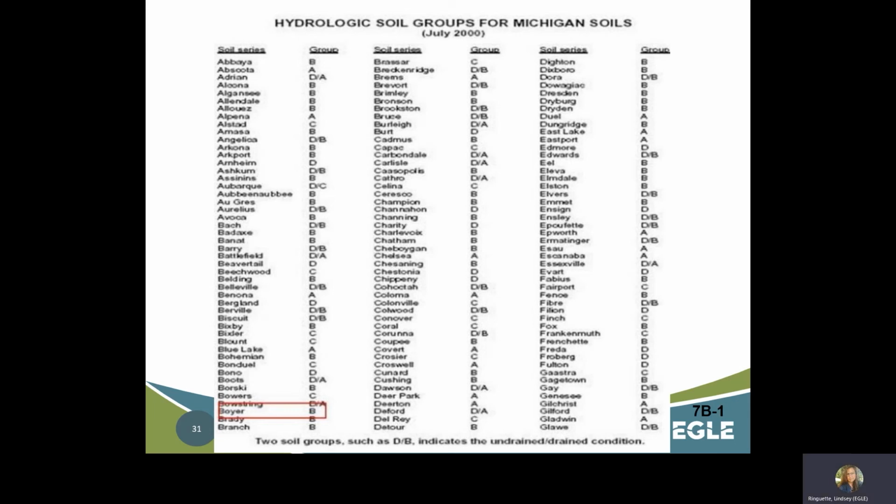Here is Appendix 7B, Hydrologic Soil Groups for Michigan Soils. Again, the problem tells us that the site has Boyer loamy sand. As you can see, Boyer is circled in red and is hydrologic soil group B. Please note that some soil types in this table have 2 letters associated with them, such as D/A. The first letter indicates the soil group in its natural condition. The second letter is for drained soils or if they have soil tiles. For the purpose of the exam, you will not encounter a soil type that has dual letters.